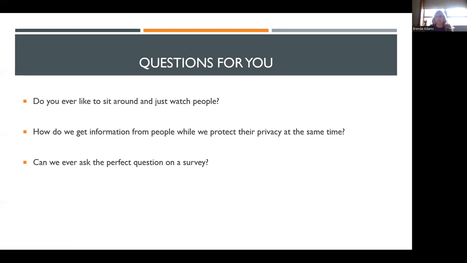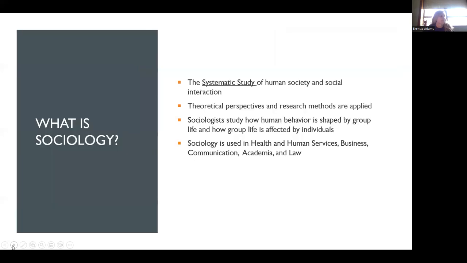And this has to do with sociological research. Can we ever ask the perfect question in a survey? So there is something that we are trying to get the answer to when we do research. And surveys are just one of the ways that we can do that. But how do you know which questions to ask to get the right answers or the answers that you feel will be most beneficial to your research?